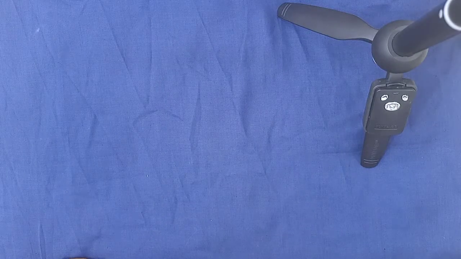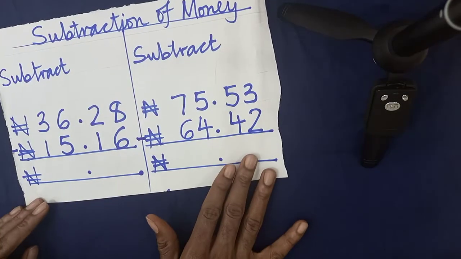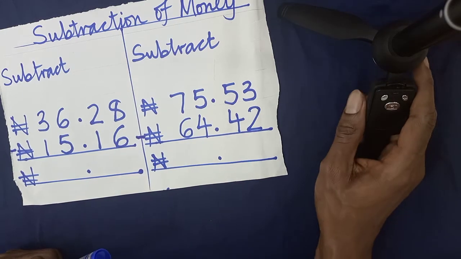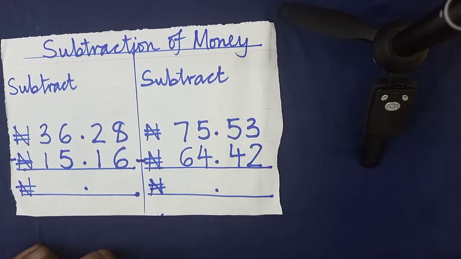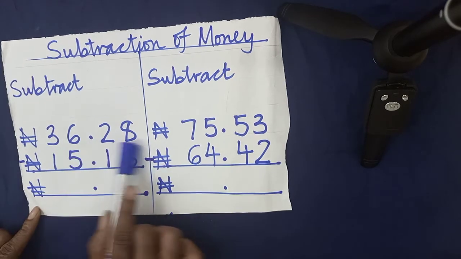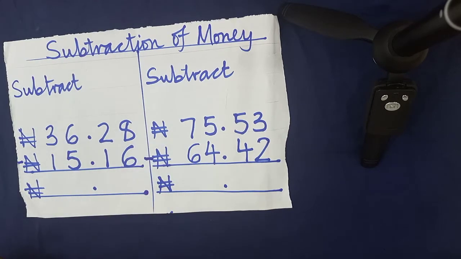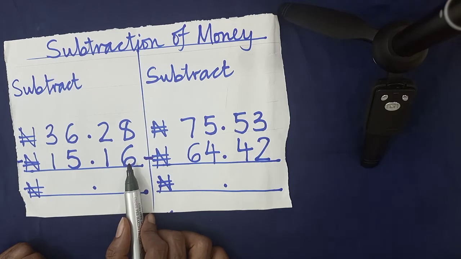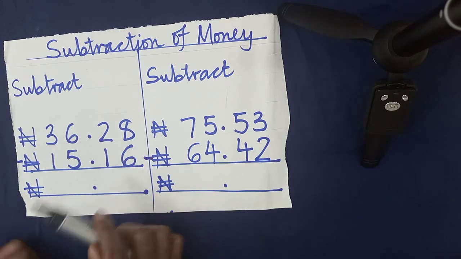Now let's move on to subtraction of money. How do we subtract money? Before you start subtracting, it is very important that you arrange your digits properly. Okay, so let's arrange our digits. Okay, now 36 naira 28 kobo minus 15 naira 16 kobo. Or this question can still be read as subtract 15 naira 16 kobo from 36 naira 28 kobo.